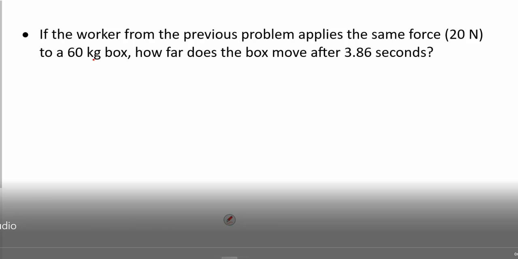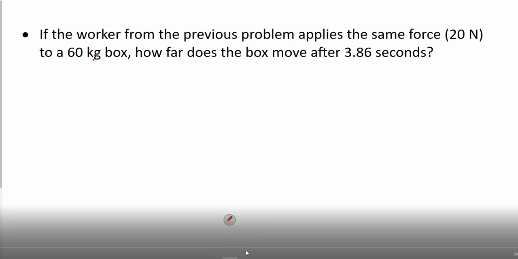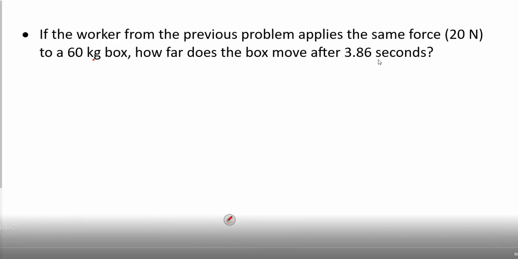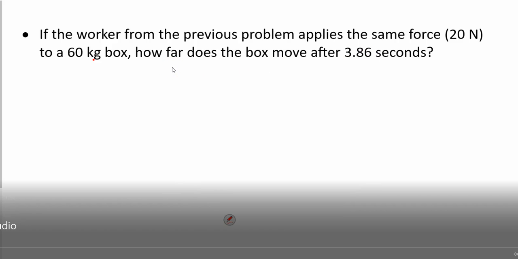So if we continue the previous problem, but only slightly change the mass of the box, we have the same force being applied of 20 newtons to a 60 kilogram box, and we want to know how far does the box move every 3.86 seconds. Well, if we apply a constant force, then the object will have a constant acceleration. So if we can figure out that constant acceleration, we can then use that in kinematics to determine what is essentially delta x, how far the box moves.